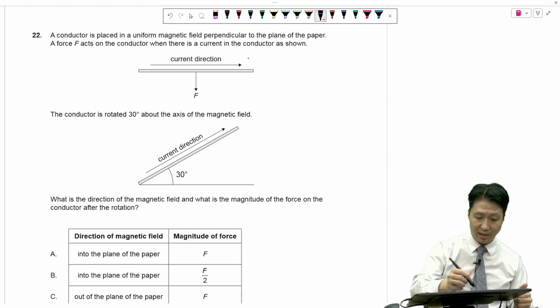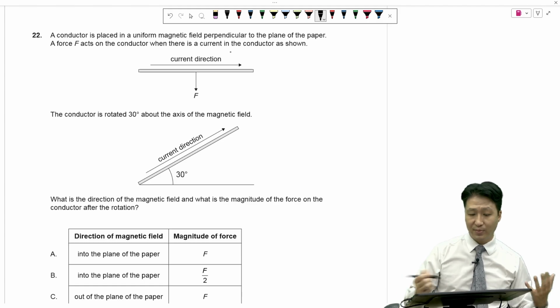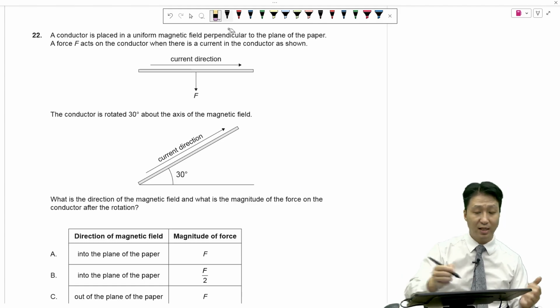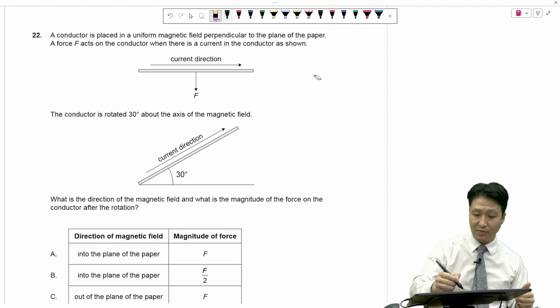So first of all, we have to use the right-hand rule. You follow the current and the force, and the third part is going to be the magnetic field. So you're going to use your index finger as the current.